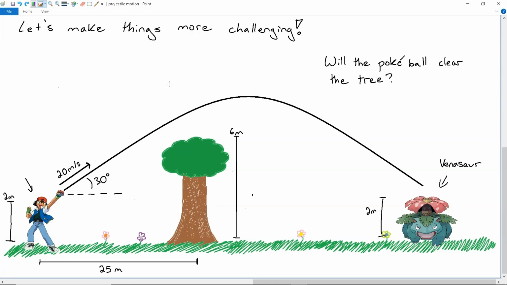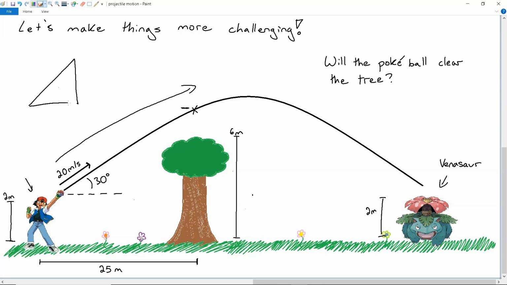And the question that we're asked here is, will the Pokeball clear the tree? So Ash is throwing the ball with this trajectory, but we want to know, is the Pokeball going to be able to pass over this 6 meter tall tree that is 25 meters away from him? So we're looking for slightly different information here. We don't really care about the max values. What we actually want to do is figure out how high the Pokeball is at this point, 25 meters away from Ash.